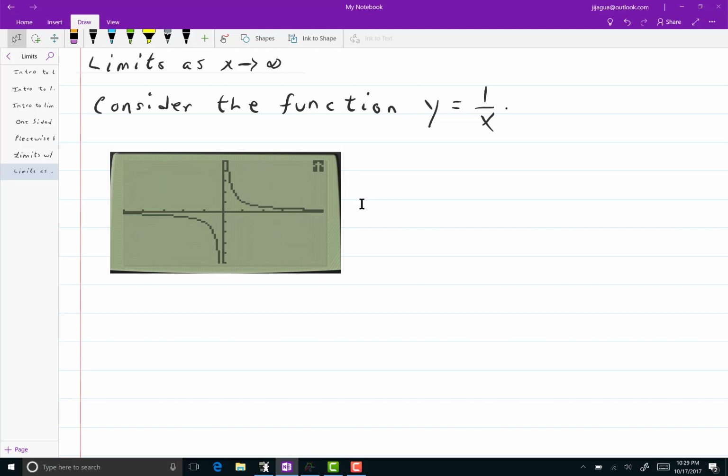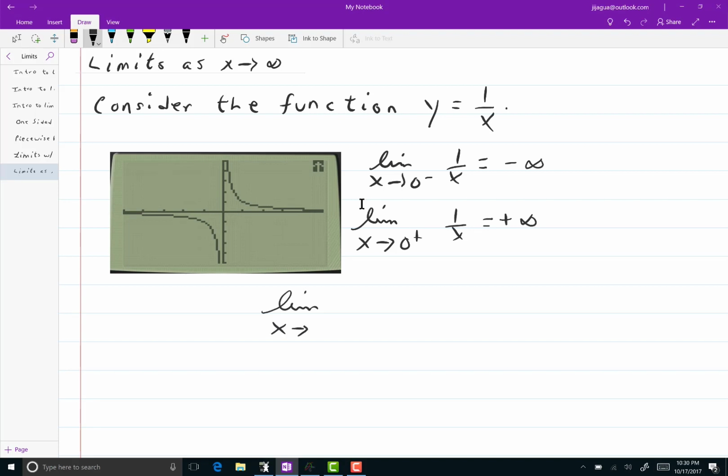While I'm at it, I might as well just remind you of what the limits are as x goes to 0. If you look at x going to 0 from the left of 0, so 0 to the negative, of 1 over x, that is negative infinity. The graph goes down. The limit as x goes to 0 from the positive side, 1 over x equals positive infinity. Therefore, the limit as x goes to 0 of 1 over x does not exist. So that has nothing to do with what I want to do here. Actually, I don't want to say that.